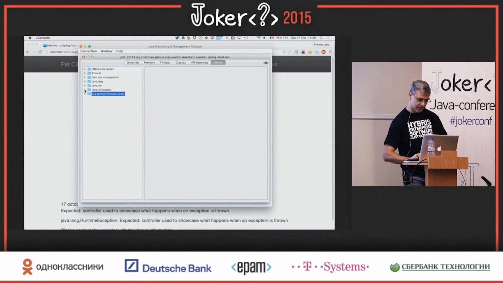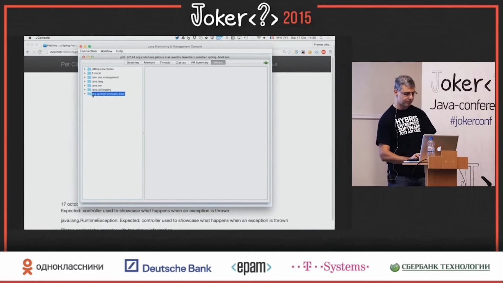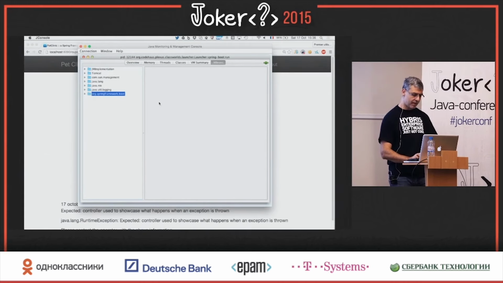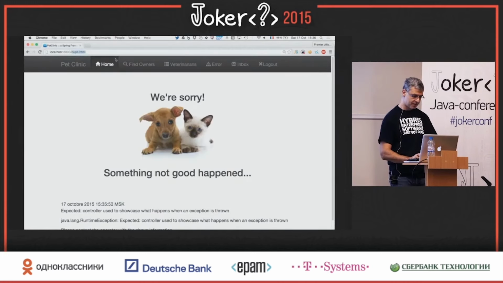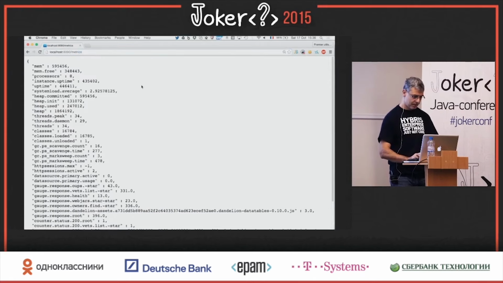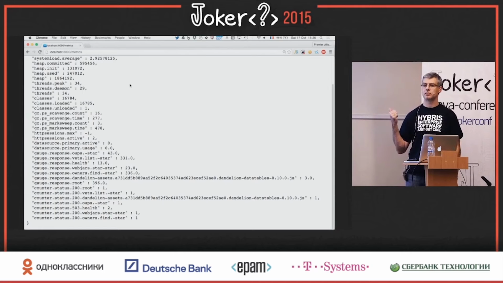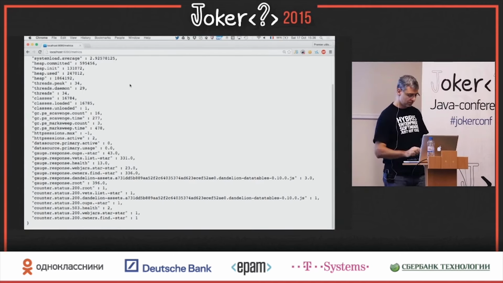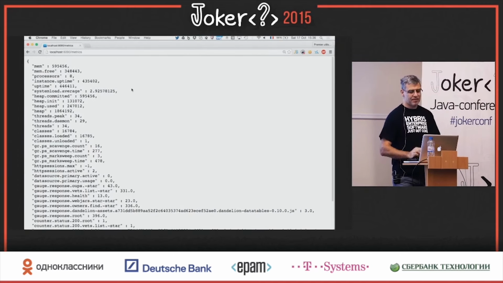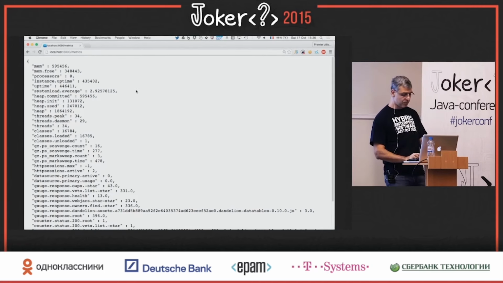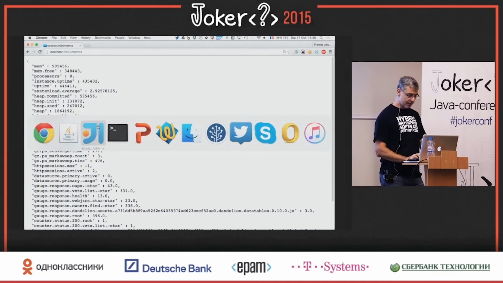What did I forget? Yeah, I didn't export anything right now, so it's normal. Now, what I want is to have the metrics. I want those metrics exported into JMX. Okay? Because right now, this is not really exploitable.